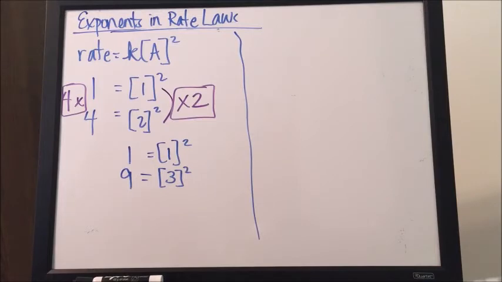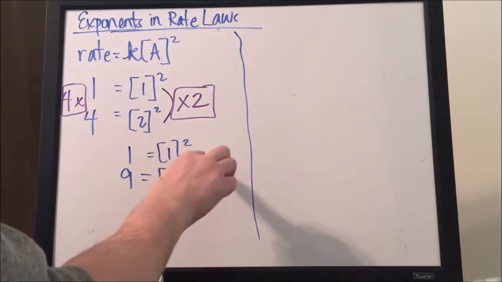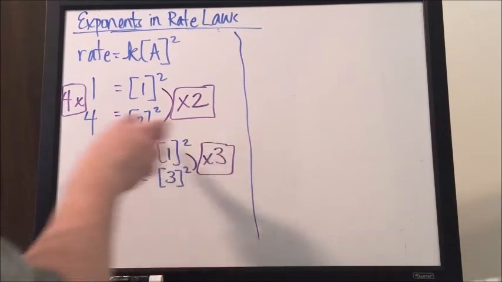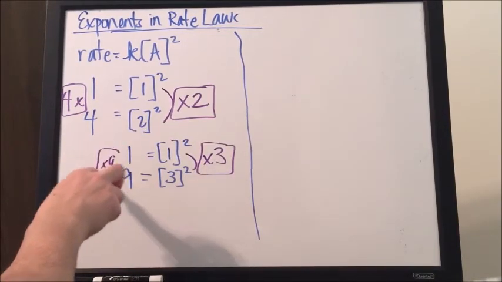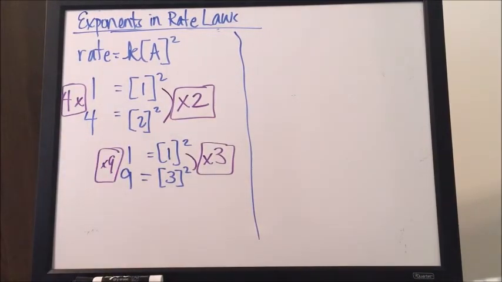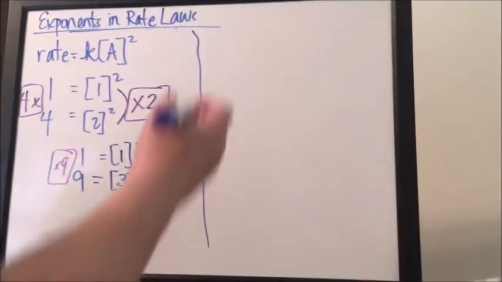3 squared is 9. And so again, here we have a multiplied by 3 situation, and over here we increased by a factor of 9. Okay, so no longer directly proportional, because now we're increasing by the square of how much we have changed our concentration. And then we can do one more.